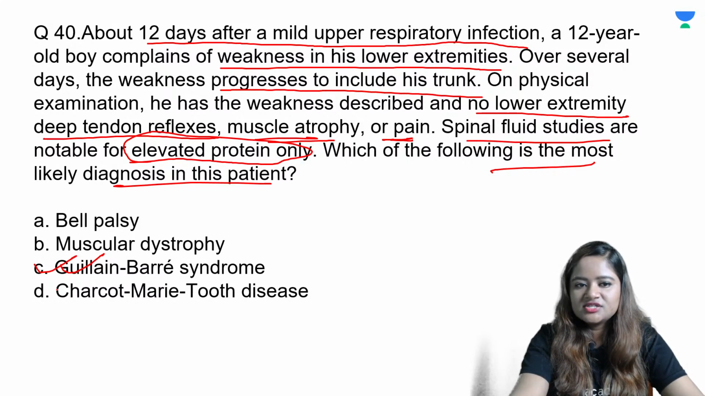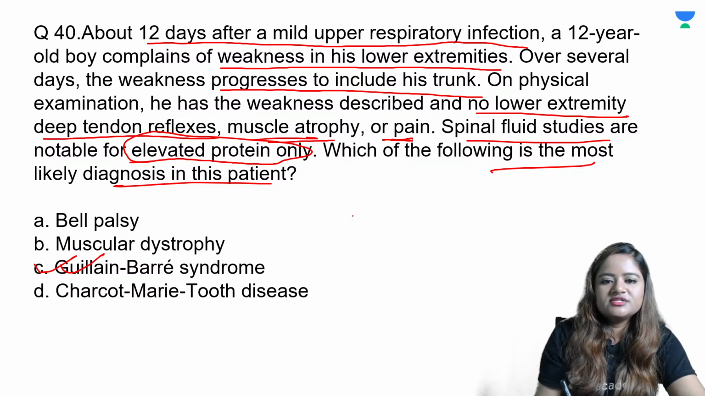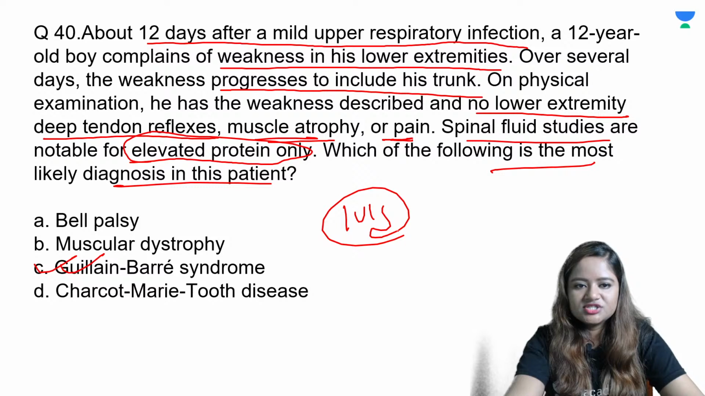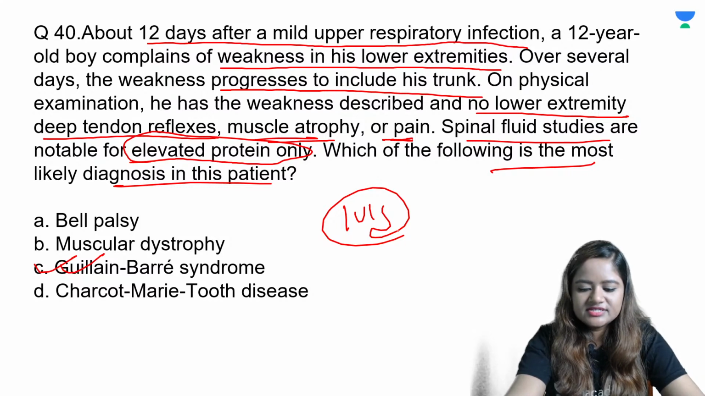There will be no sensation abnormalities. Bladder and bowel are not affected in GBS. They are going to stay intact, and the treatment of choice is to give an IVIG course. Okay, albuminocytological dissociation is present classically if you do the CSF analysis.